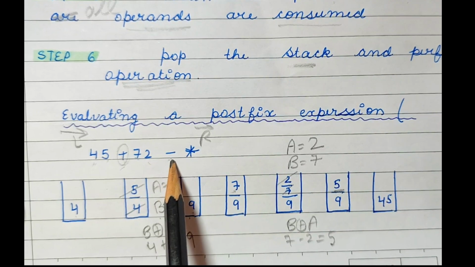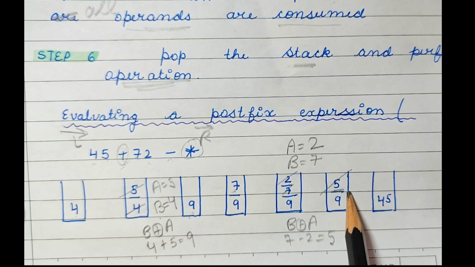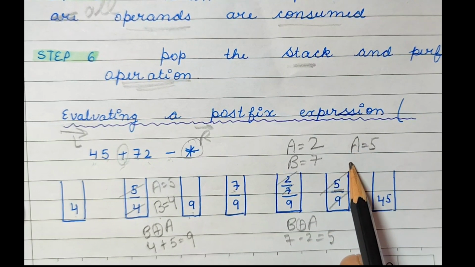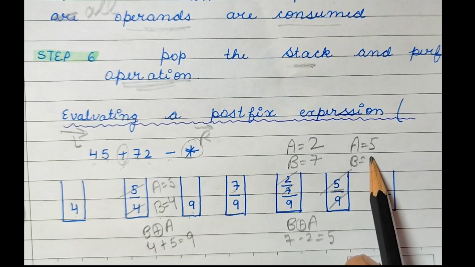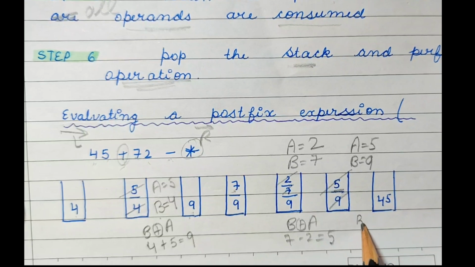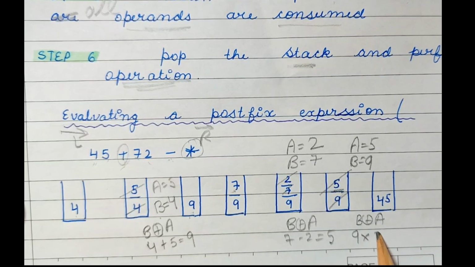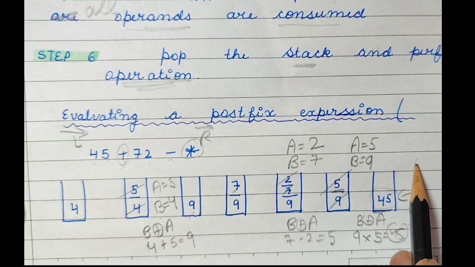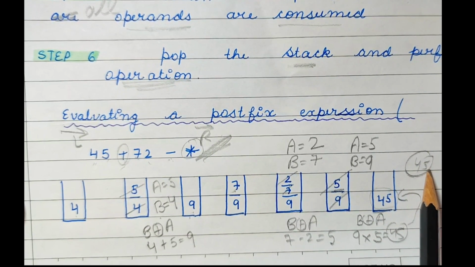After this we have multiplication. So pop 2 operands from the stack. First store the first operand in capital A, store the second operand in capital B, that is 9, and perform B operator A. Now B has a value 9, multiply 5, it becomes 45. Push 45 into the stack. Then pop this 45 from the stack, because after this there is nothing. So 45 is our answer.